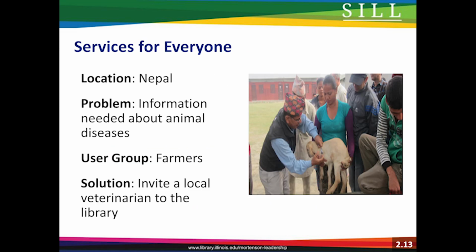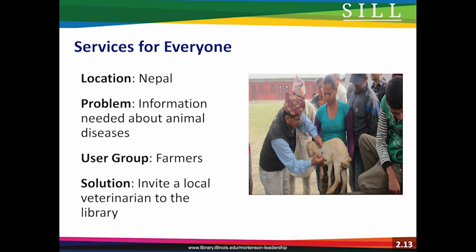In terms of services for everyone, we're looking at a library that's in Nepal. It's a rural library, and the population it serves are farmers. And the farmers were coming to the library and looking for information on problems that their animals were having. And they weren't finding the information. And it was also that some of the farmers did not have the literacy skills needed to search for some of the information on the computers. So the librarians thought, well, we still have this information need. What are we going to do?